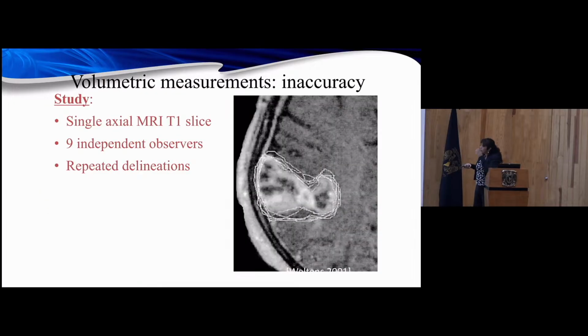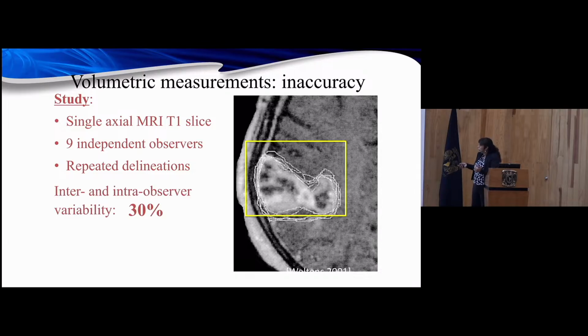So all of these have to be known. I like this a lot, because there's a delineation of 9 independent observers of a tumor in the brain. And look at this. Some of them are very close to the border of the tumor, but some of them prefer to stay a little bit outside, no? Just a little bit. So there's a lot of differences between one observer and another.